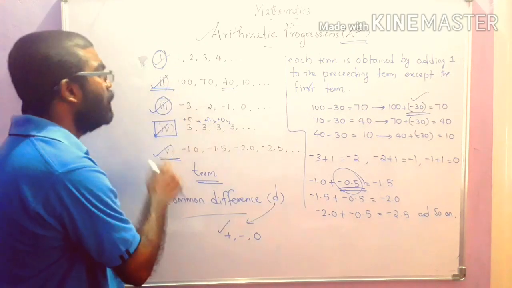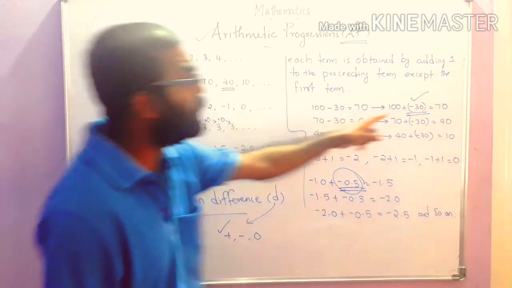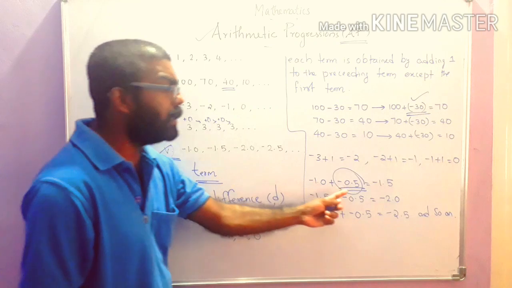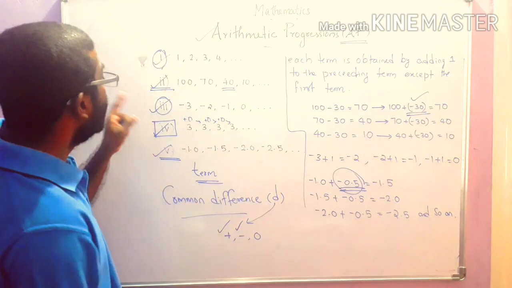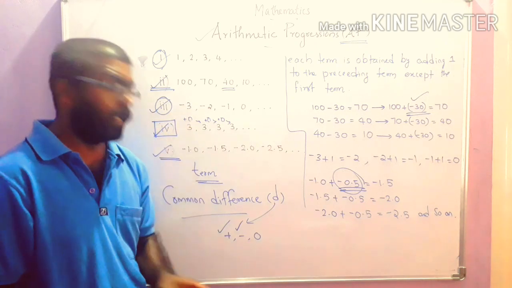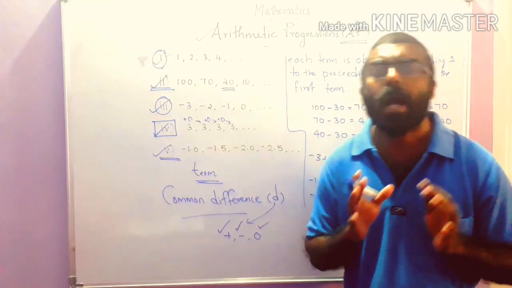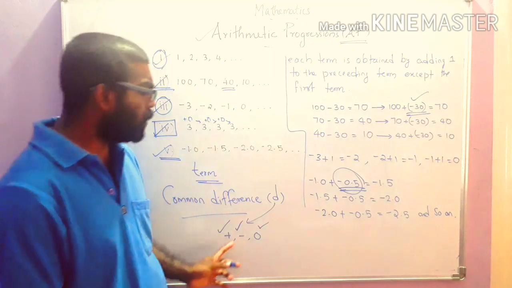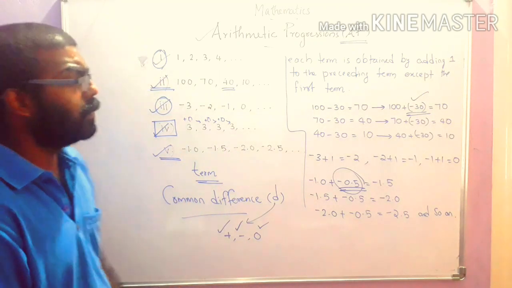And in the second and fifth example, the common difference is negative. Here the common difference is minus 30, and in the last one the common difference is minus 0.5. That means negative. And in the fourth one the common difference is what? 0. So it can be 0 also. So one thing you have to remember is the common difference d can be positive, negative or 0.